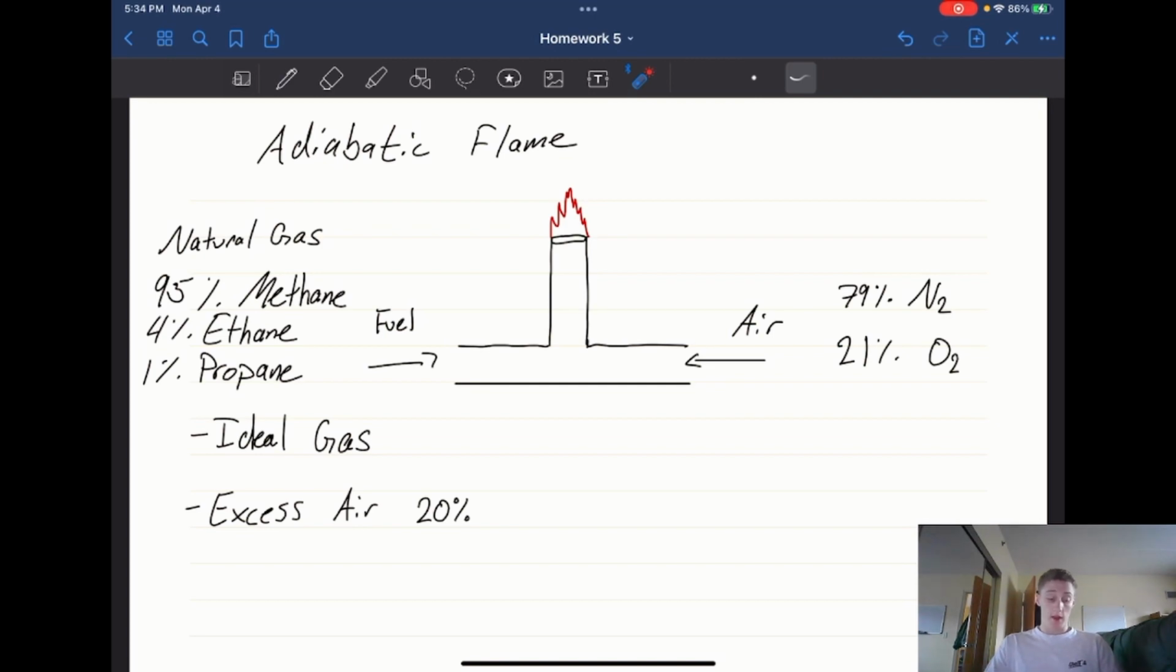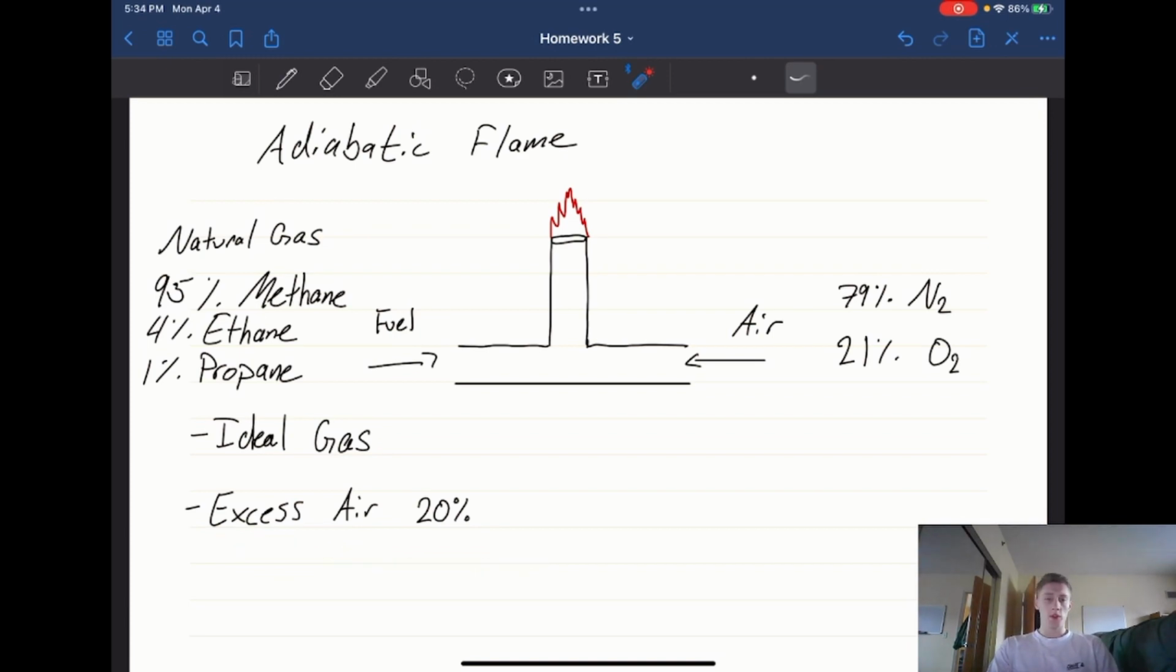So it's 95% methane, 4% ethane, 1% propane. And that'll be our fuel component. And then the air is just going to be straight air from the atmosphere, so 79% nitrogen and then 21% oxygen. And we're going to consider this an ideal gas, and we have an excess of air at 20%.